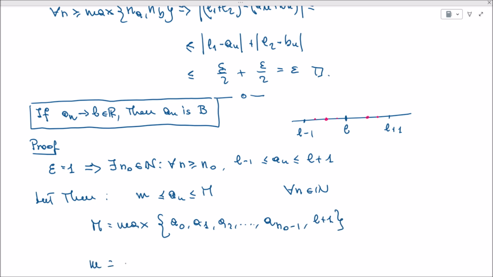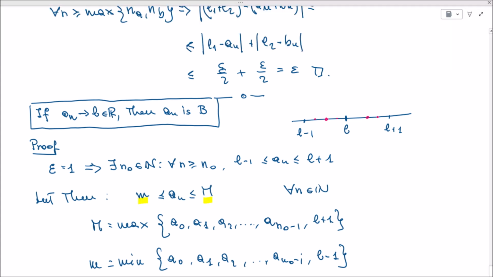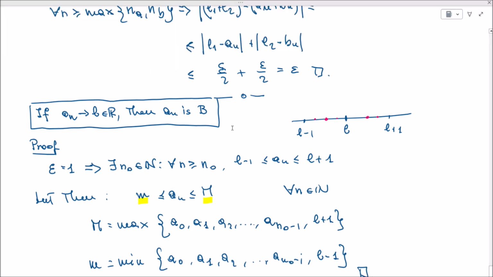Similarly, we can define small m to be the minimum of the same sequence, a0, a1, a2, dot dot dot, a n0 minus 1. And because we know that from n0 onwards all the elements of the sequence will be within this interval, they will be certainly to the right of L minus 1. So with this we know for sure that every element of the sequence will be bounded on the left hand side by small m and on the right hand side by capital M. So we can conclude that the sequence is bounded.